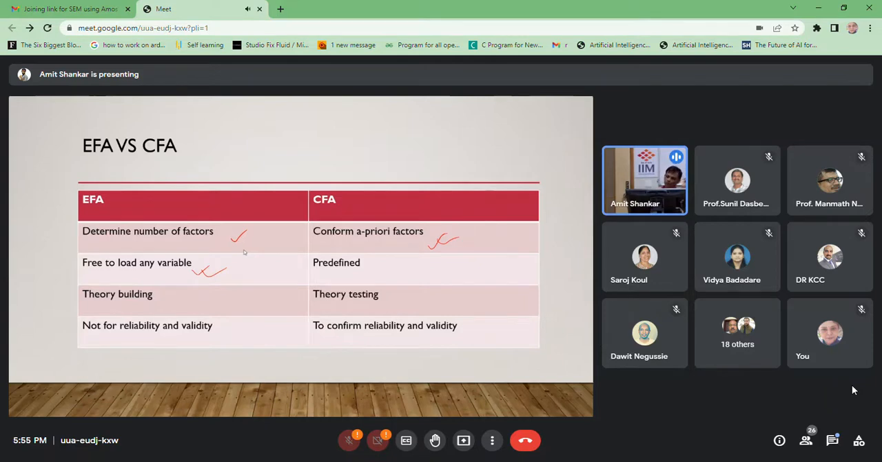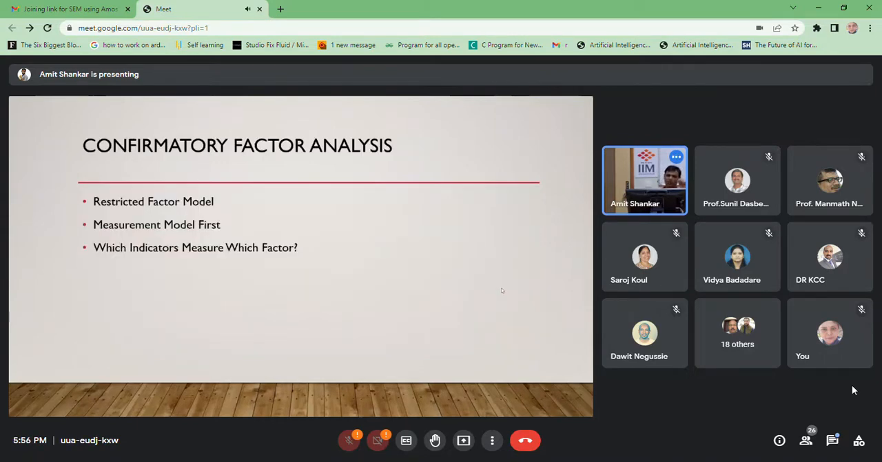EFA is used for theory building, when you are developing a scale. CFA is for theory testing, where I want to check this. You will not get reliability and validity in EFA, and in CFA, confirmatory factor analysis is used for reliability and validity. Now we'll go with confirmatory factor analysis. If you have no question, I will show you the interface, and then we will do the analysis tomorrow. If you don't have any question related to EFA, CFA, I will show you the interface, right?